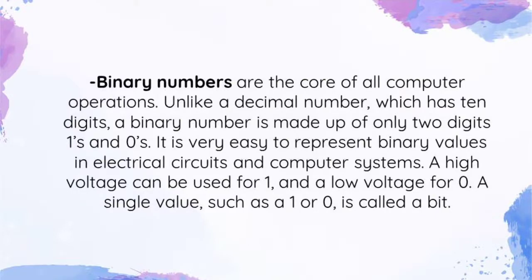Binary numbers are the core of all computer operations. Unlike a decimal number, which has 10 digits, a binary number is made up of only 2 digits, ones and zeros. It's very easy to represent binary values in electrical circuits and computer systems. A high voltage can be used for 1 and a low voltage for 0. A single value such as a 1 or 0 is called a bit.